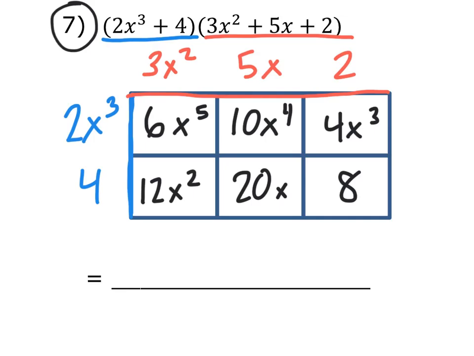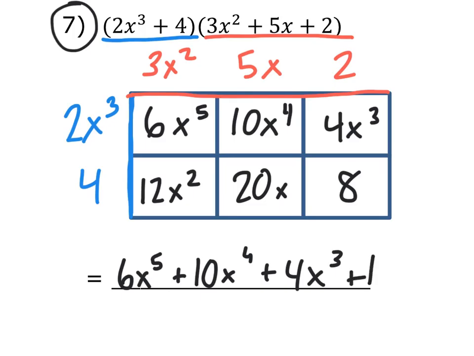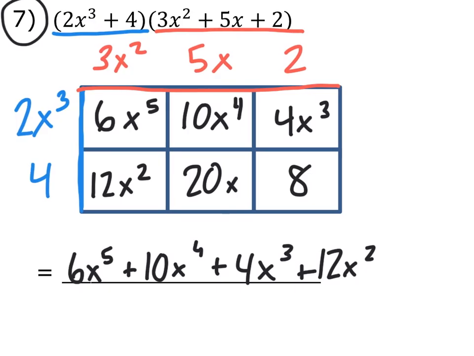Now it's nice on this one, we don't have any like terms, so on this equals line down here, we just rewrite what we have in the box, starting with the x to the 5th term because it's biggest. So 6x to the 5th plus 10x to the 4th plus 4x to the 3rd plus 12x to the 2nd, plus 20x plus 8. And that is our final answer.